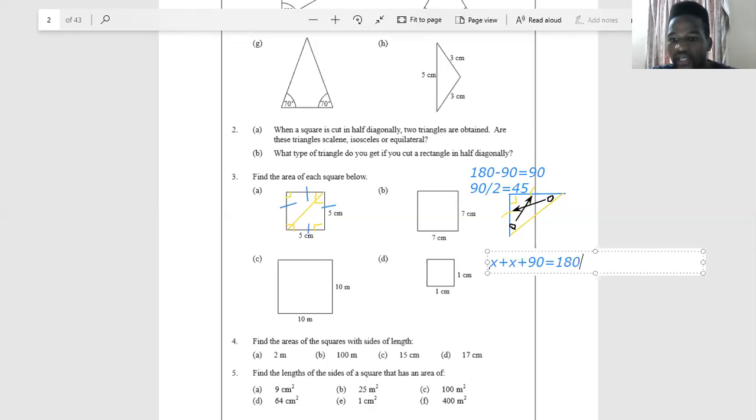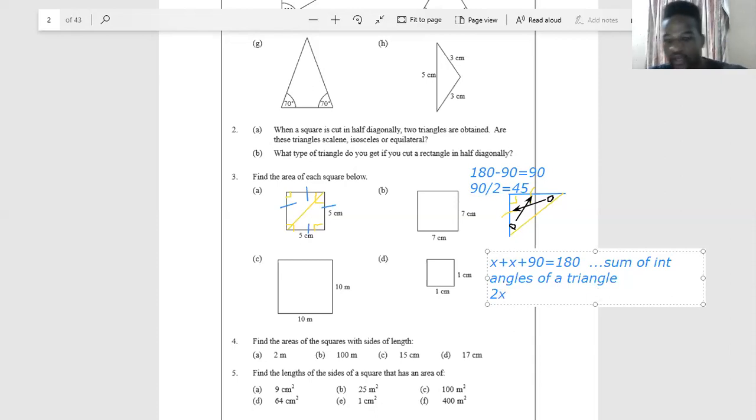And remember that when it comes to such, you should always give your reason. Why are you saying that it should be 90? Your reason will be: sum of interior angles of a triangle. And then from there, you'd say x plus x is 2x, guys.